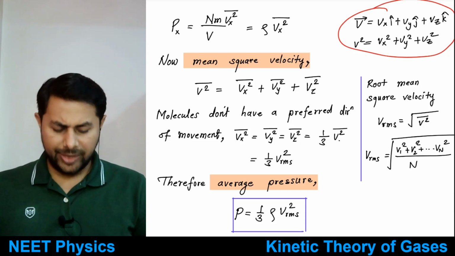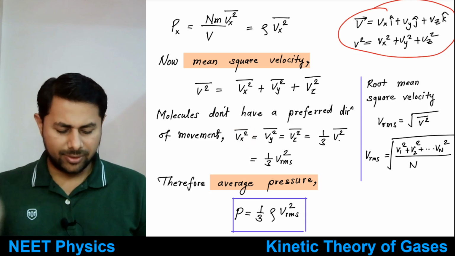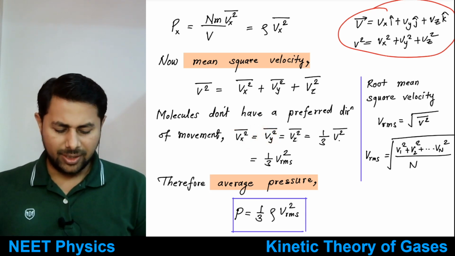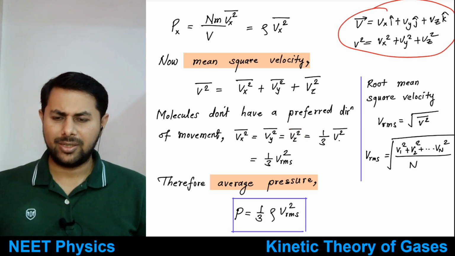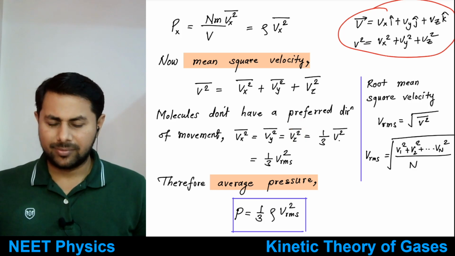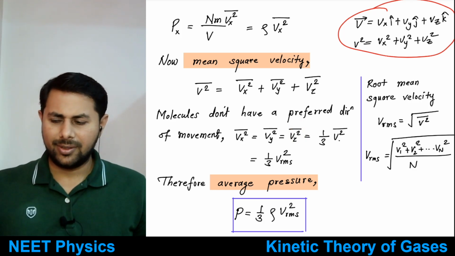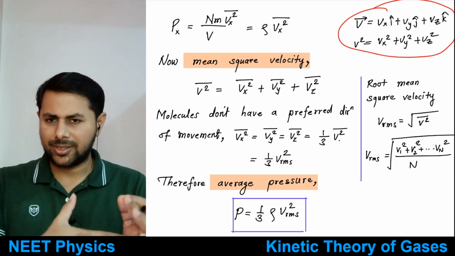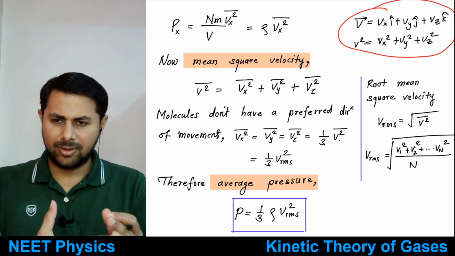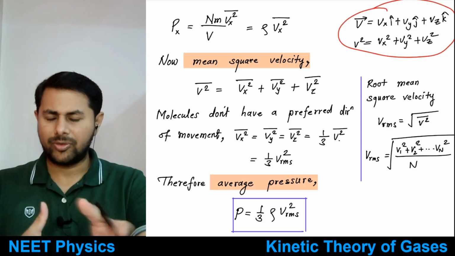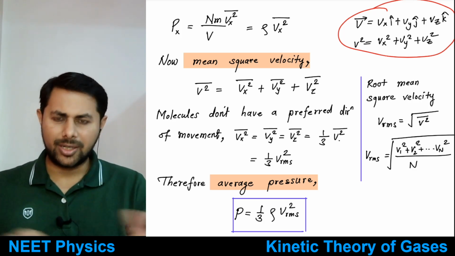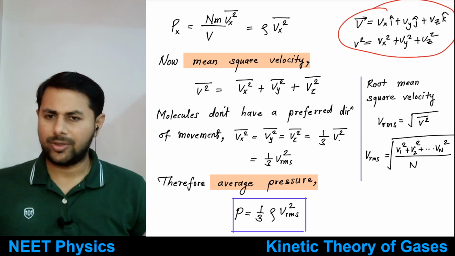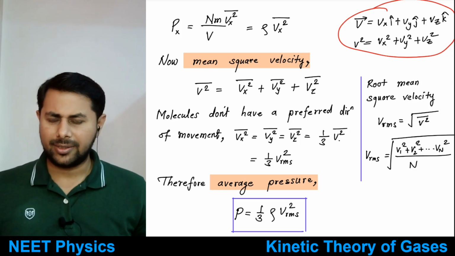Okay, so mean squared velocity in x direction would be equal to mean squared velocity in y direction, and it would be equal to mean squared velocity in z direction. If molecules are moving randomly, then you can say that the number of molecules moving in x direction at a particular time would be the same as the number moving in y direction, and the same as the number moving in z direction, and the distribution of speeds would also be equal in all three directions because they don't have any preferred direction, right?